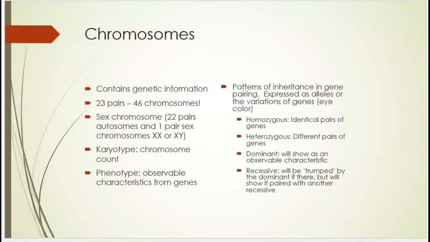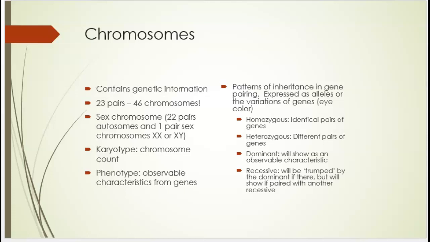Karyotype is that chromosome count that organizes them according to size, which I showed you, and also function. Okay. Phenotype is the observable characteristics from our genes. And we're going to go a little bit into Punnett squares. So for example, you may have a mother with brown eyes and a father with blue eyes. You'll do a Punnett square, which will take your genes and show you what phenotypes are probably going to be expressed. You know, are you going to have blue eyes? Are you going to have brown eyes? So phenotype is what you will observe.